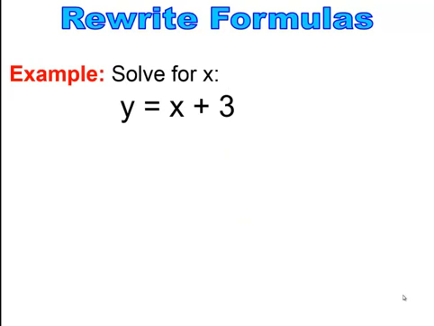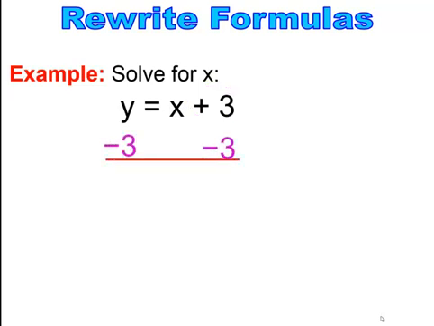So this next example, we have to solve for x. Now notice here in this example, I have y equals x plus 3. And I need to isolate the x, which means I need to get rid of that plus 3. So the inverse of plus 3 here would be minus. So I have to minus 3 from both sides.